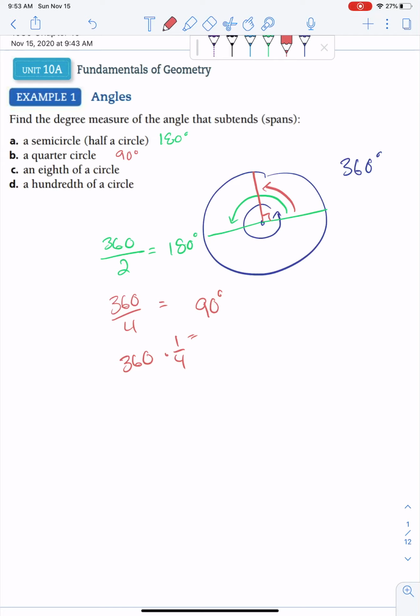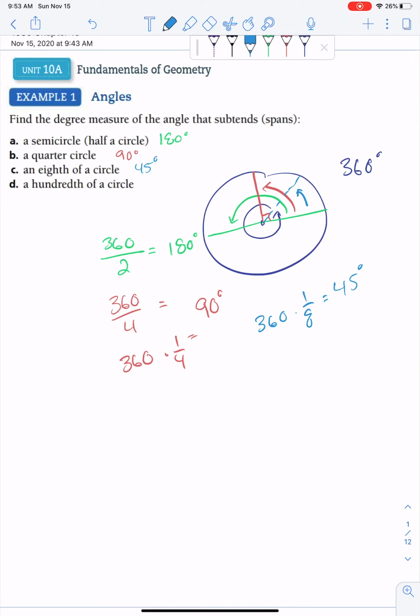C, an eighth of a circle. So again, I'm not going all the way around the circle. I'm only going an eighth of the way around the circle, which is right about there. So if I take 360 degrees and I times that by 1/8, which I think is sometimes easier than dividing, then really I'm just taking my fourth and I'm cutting it in half. So that one is 45 degrees, okay? An eighth of the way around the circle is 45 degrees.